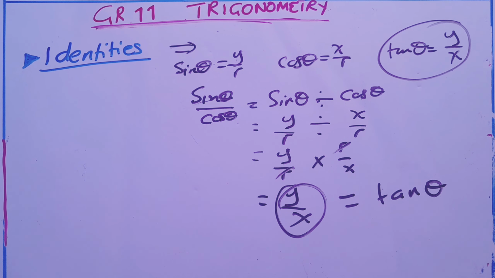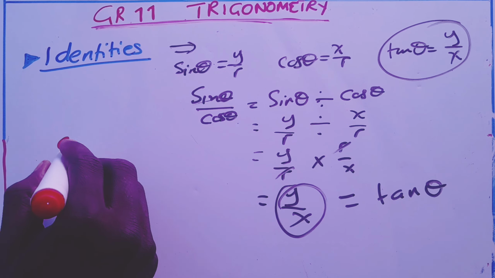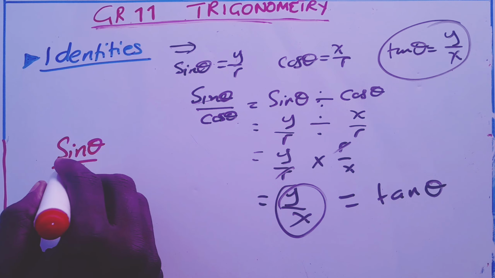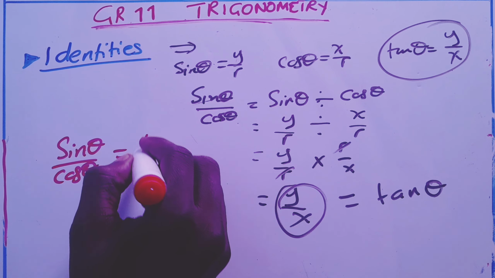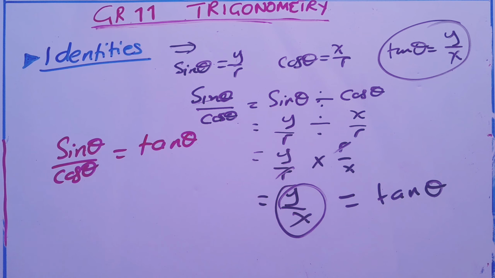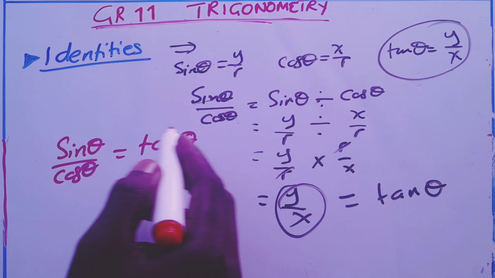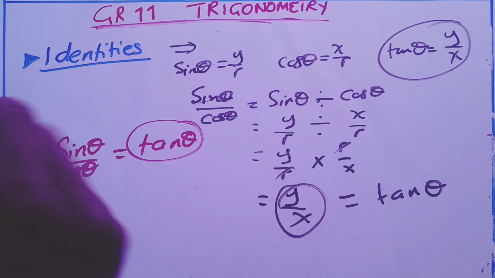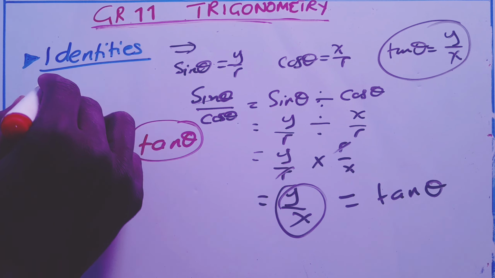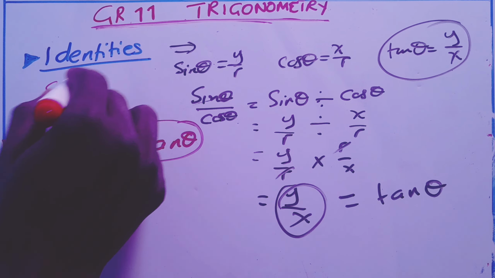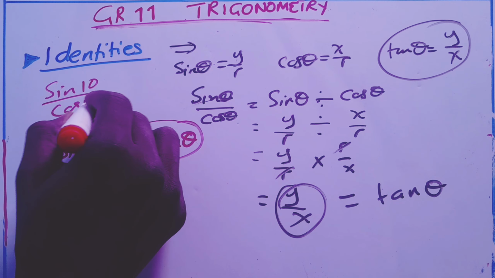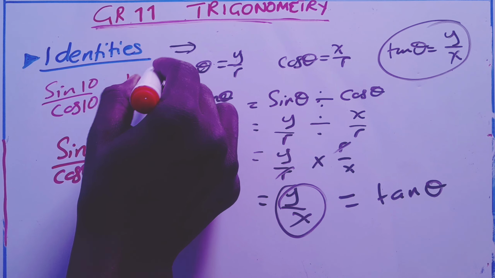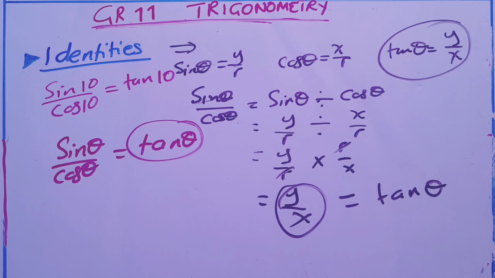So this is our first identity. We know that sine of theta over cos of theta is equal to tan of theta. It means that whenever we have the same angle here, they always give us tan of that very same angle. So it is the same as if we have sine of 10 over cos of 10. This is the same as tan of 10.